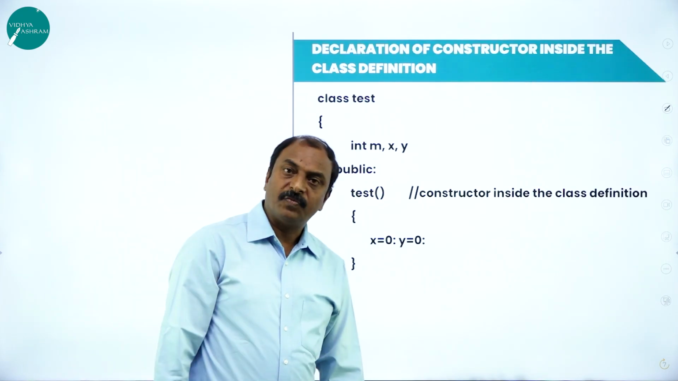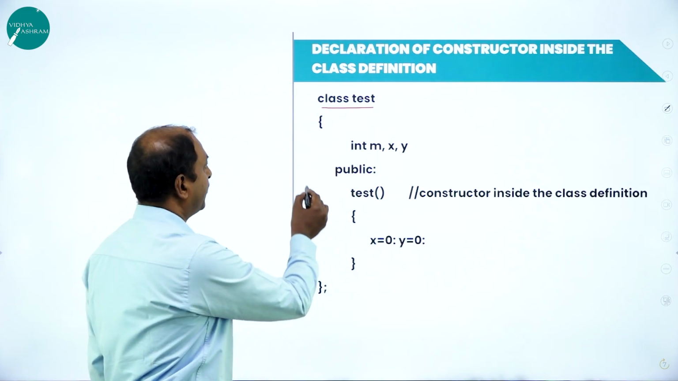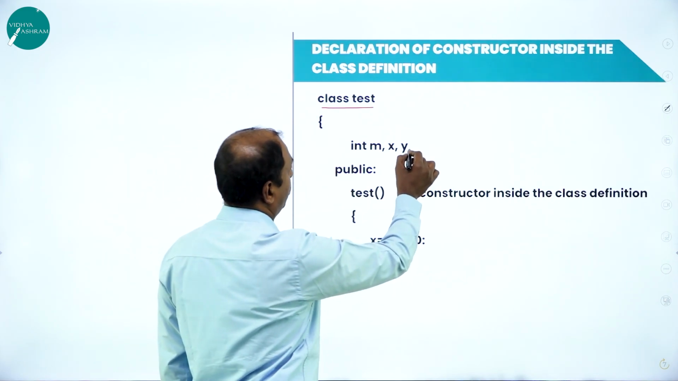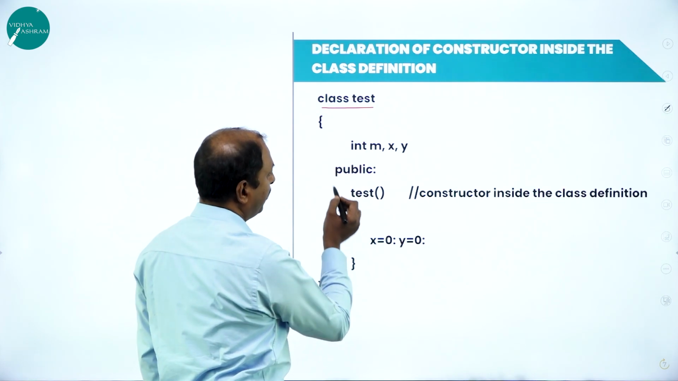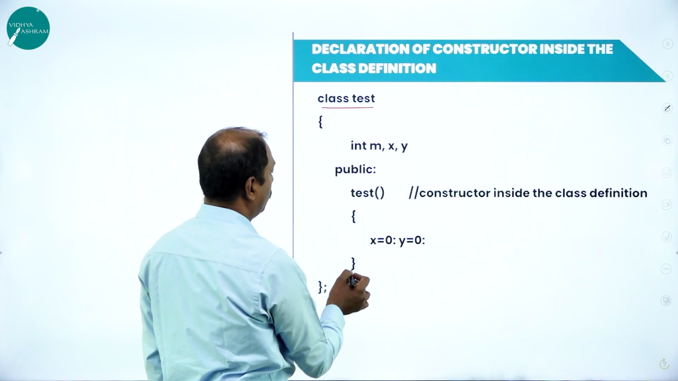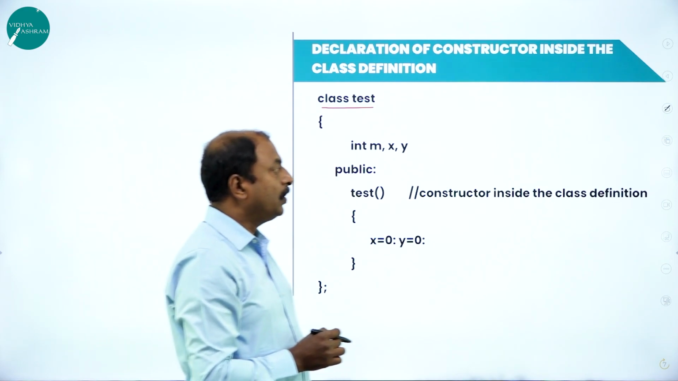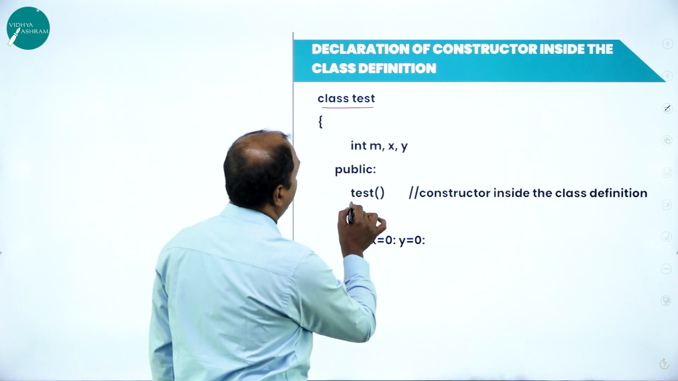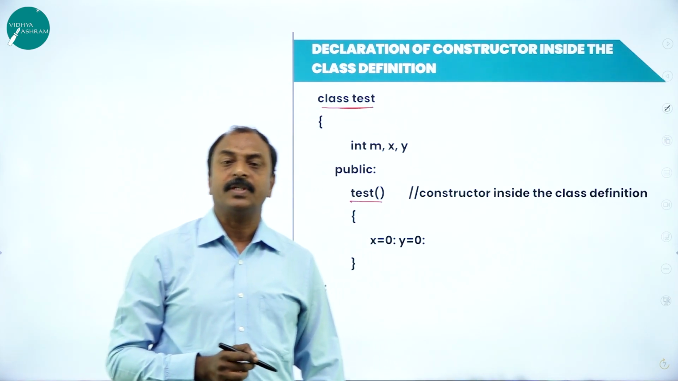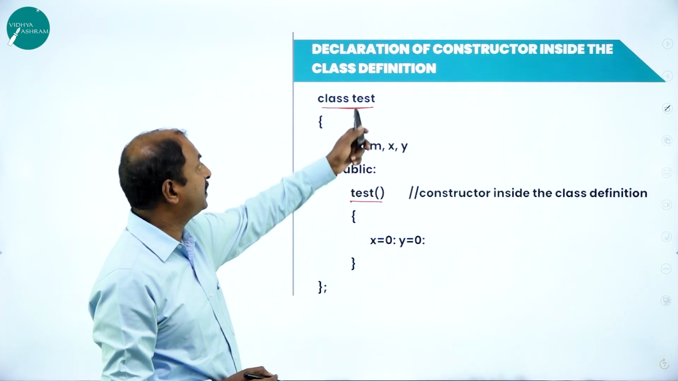Now let us see an example for this. Here, class test is the name of a class. The class is opened here and closed here. In between we have data members, and under public we have test(), with x equal to 0 and y equal to 0, closing the bracket, and closing the class with a semicolon. Test is the name of the class, which is one of the characteristics of a constructor: it has the same name as that of the class.